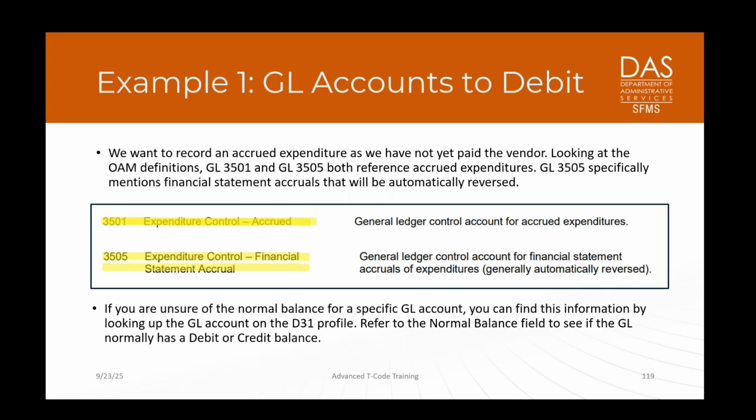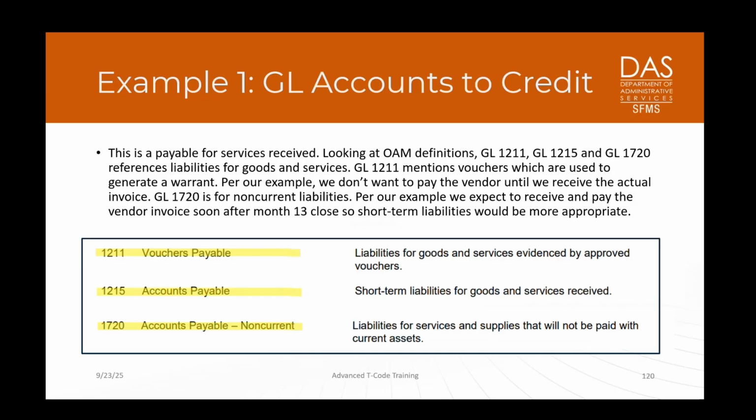So I've got it detailed here how you could identify which GLs are going to be important to use for that transaction. You can narrow it down with the information in the OAM to see what GL accounts you want on the debit side. You would do the same process for the credit side to see which one would be appropriate. You may have more than one you need to review to see which would be the most appropriate GL.